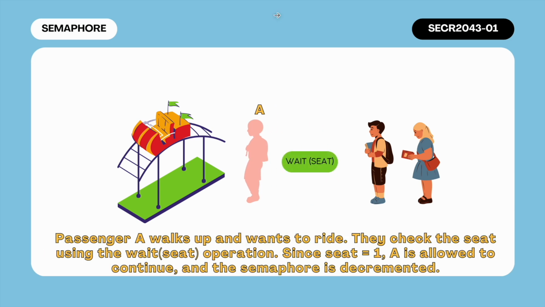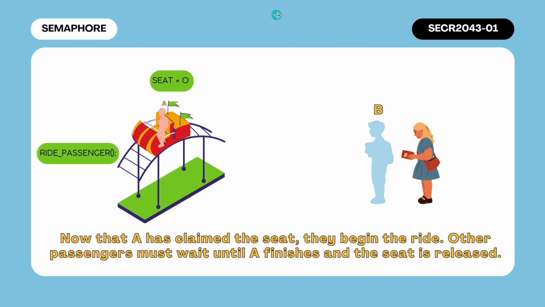Passenger A walks up and wants to ride. They check the seat using the wait seat operation. Since the seat equals 1, A is allowed to continue, and the semaphore is decremented. Now that A has claimed the seat, they begin the ride.